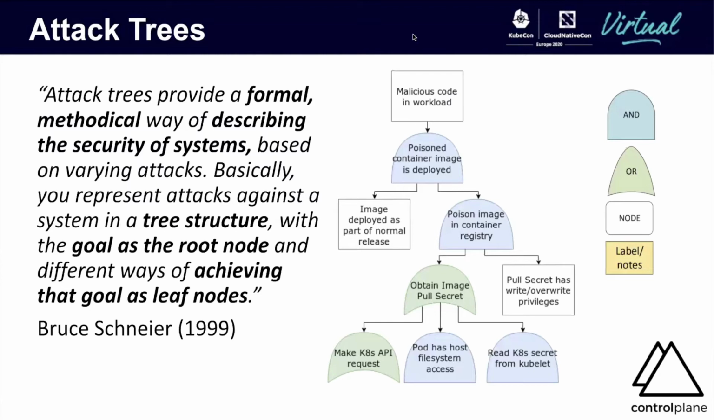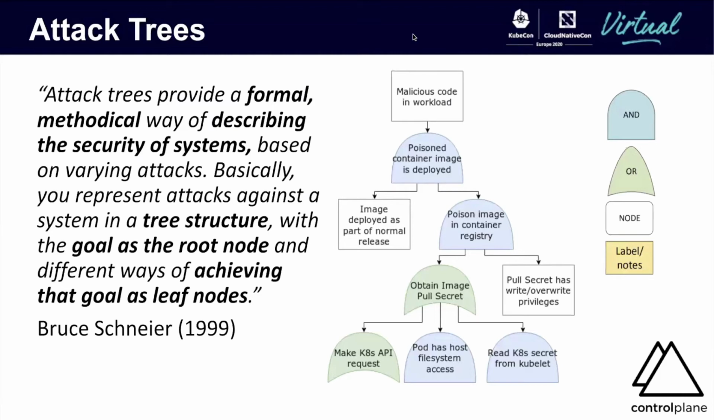So one way to have malicious code running as part of a Kubernetes workload is to deploy a poison container image. And if you look below that node, in order to deploy that poison container image, you need to poison the image within the container registry, and the image needs to be deployed. In this case, it will be deployed as part of a normal release. Going further down the tree, in order to poison the image in the container registry, you will obviously need to obtain the image pull secret, and you're reliant on that pull secret having write and overwrite privileges within the container registry.